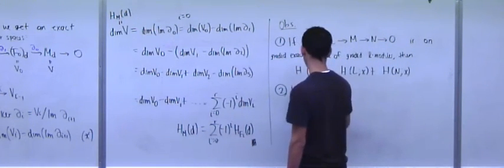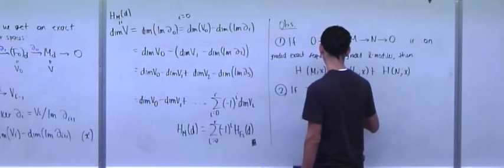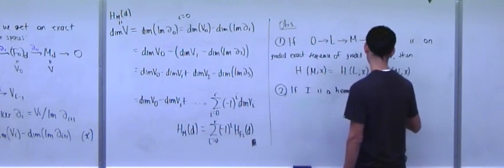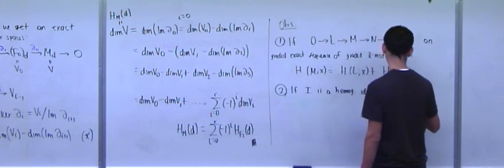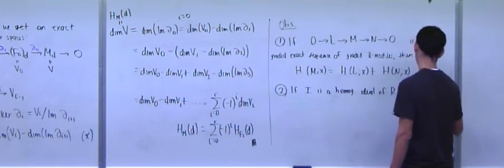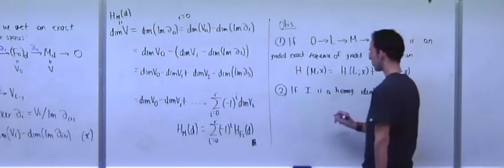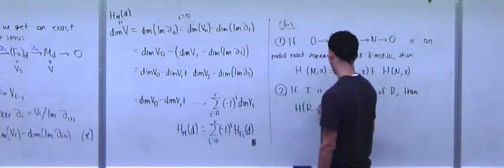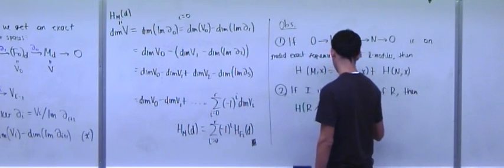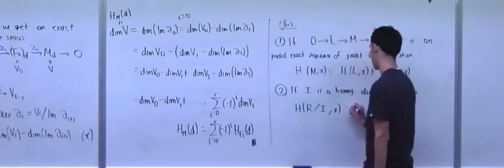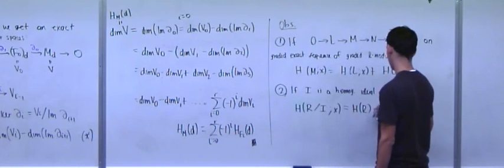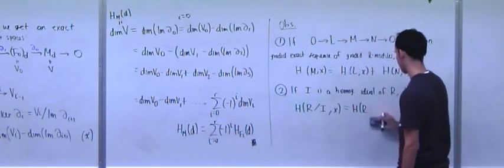If I is a homogeneous ideal of R, then the Hilbert series of R mod I is just the Hilbert series of R minus the Hilbert series of I.